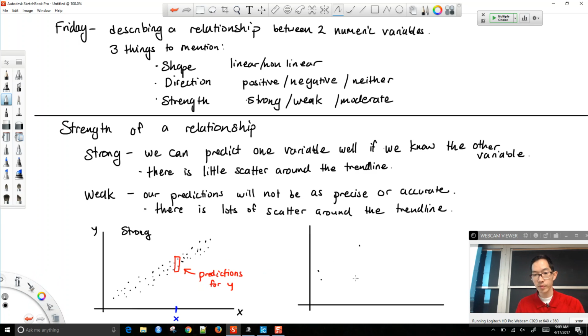Over here, I'm going to have something like this. We would say this has a weaker relationship. Because over here I could say, here's my x, what would we predict y to be? Well, my window for y is now much taller. Y could be anywhere in between here and here. There is still an overall positive trend, but our prediction is much wider. So this would be a weak relationship.